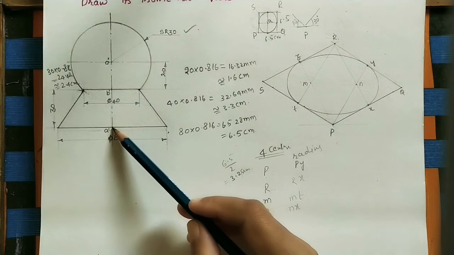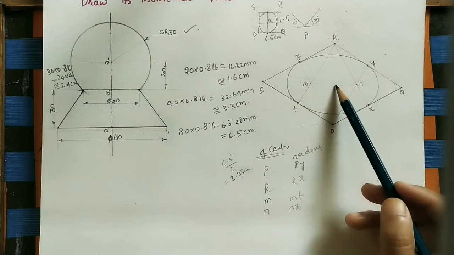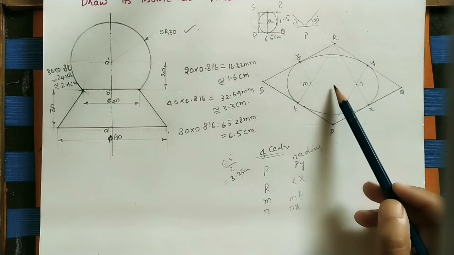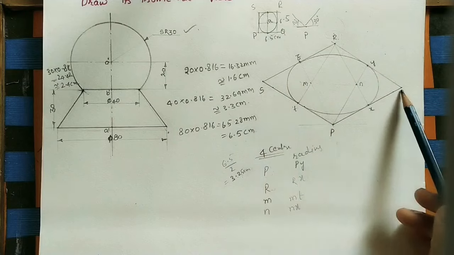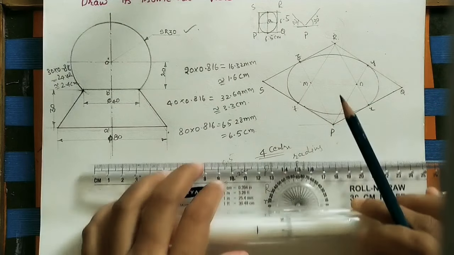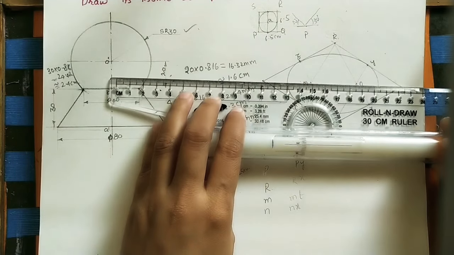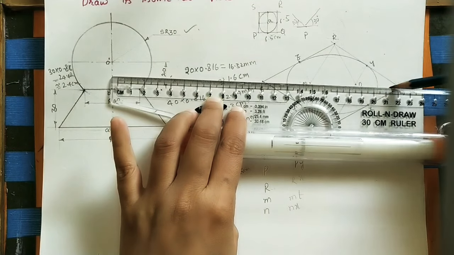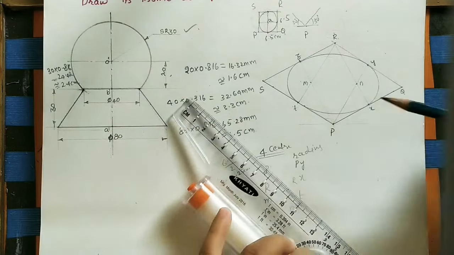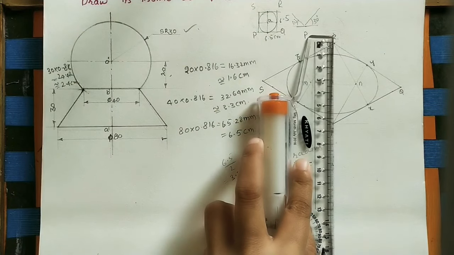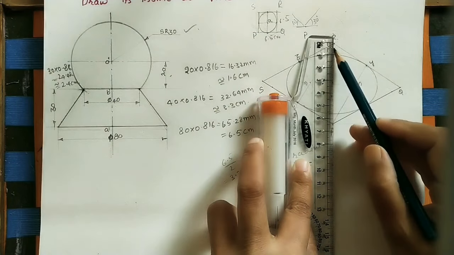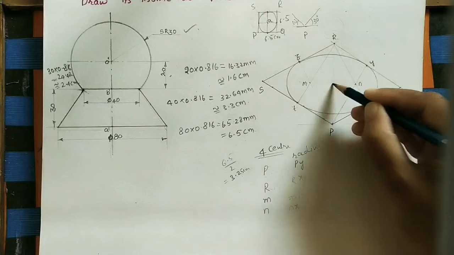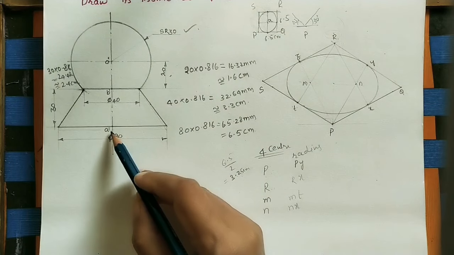So find this center. A dash is the center. We need to mark the center of this circular one, so we need to take capital letter A. So how to find the center? Join opposite ends of the diagonals. Join SQ. Just draw thin lines for getting the center like this. And here join these two points. So the intersection point is the center of it. What is the name? A dash, small letter.